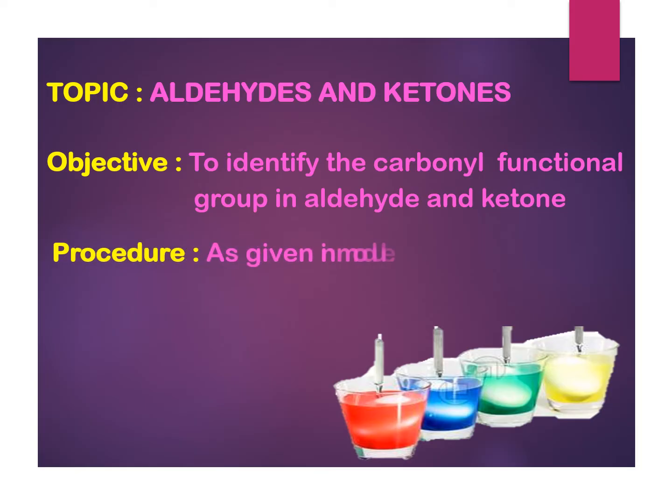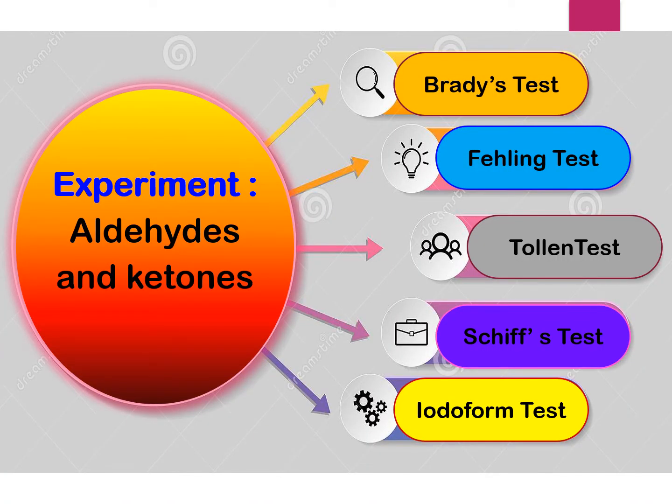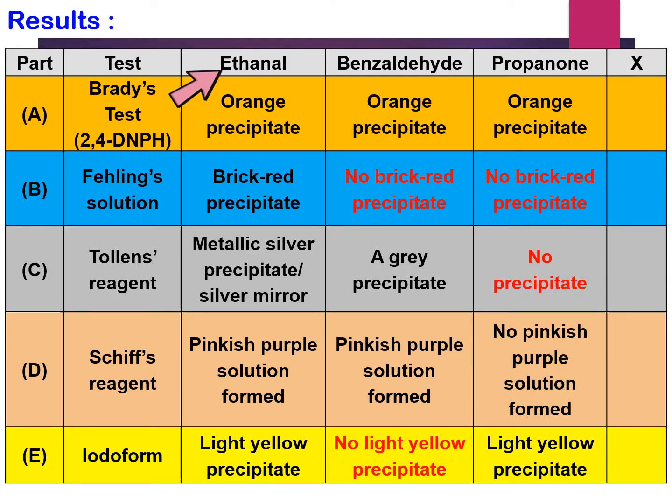For procedure, as given in the module, based on this experiment on aldehydes and ketones, we are about to carry out 5 tests. First one is Brady's test. Second is Fehling's test. The third one is Tollens' test. The fourth one is Schiff's test. And the fifth one is iodoform test.